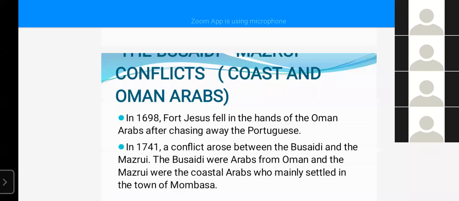that the Arabs in Mombasa asked Oman for help against the Portuguese. Where were these Arabs from? The ones who were in Mombasa before? I thought they were also from Oman.